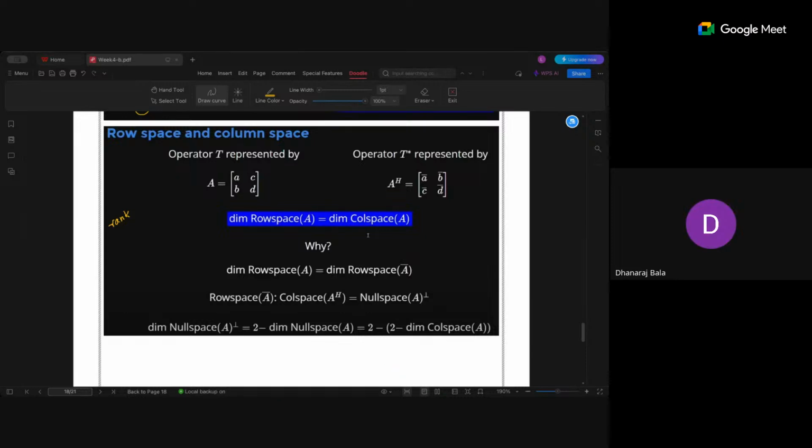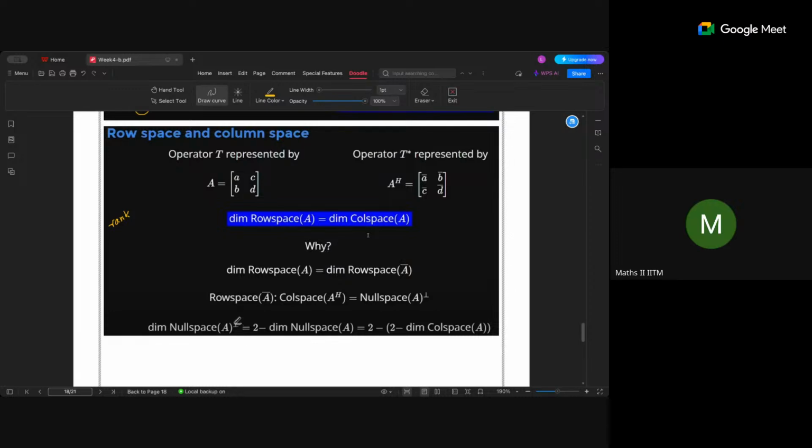Independent columns or rows? Number of linearly independent columns, right? Or rows. So always the number of linearly independent rows or columns are going to be the same. That is what is mentioned here. Dimension of row space of A and dimension of column space of A are same. The question is why? Why are they same?